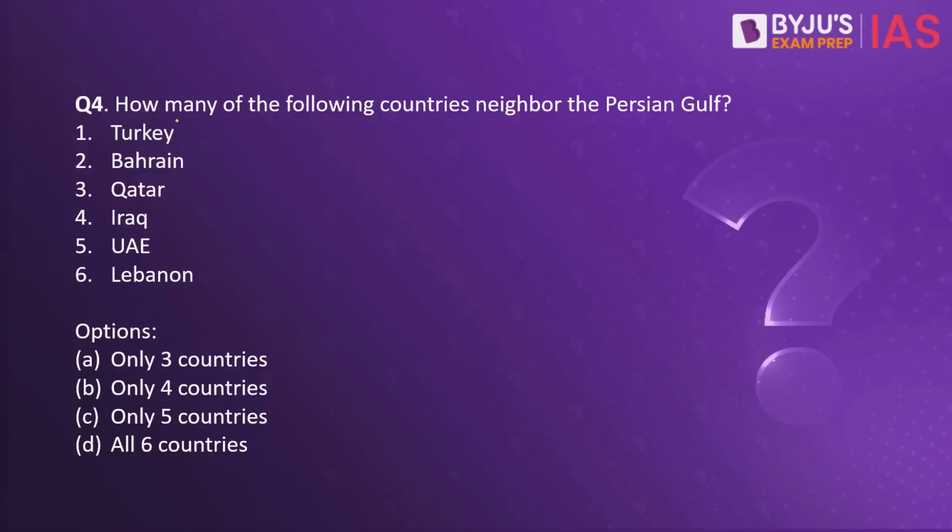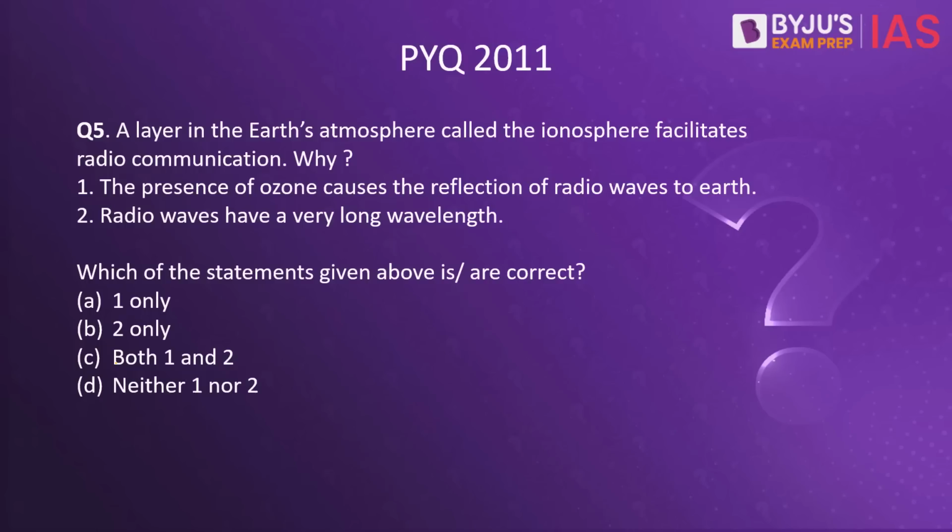So over here, Turkey and Lebanon are not there, whereas these 4 countries are correct, and our correct answer is B. Next we have a PYQ, but before we start with it, here is a very quick clarification.